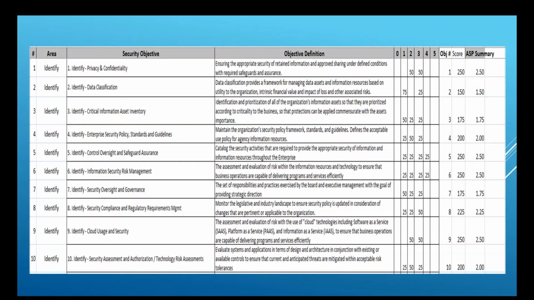So again, you're going to score something potentially initial. It's not documented, but again, we are doing that. So in this case, I spread 100% divided into 4 different categories. Security oversight and governance. And this is a set of responsibilities that are exercised by the board or our leadership team with a goal of providing a strategic direction for our information security plan.